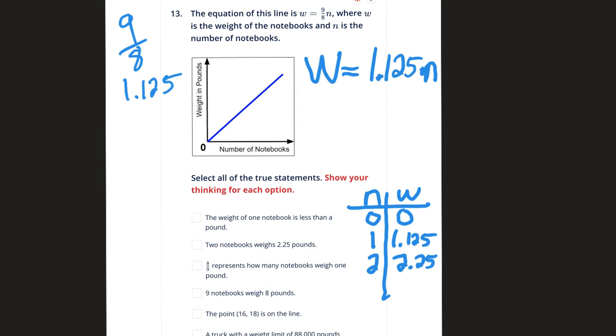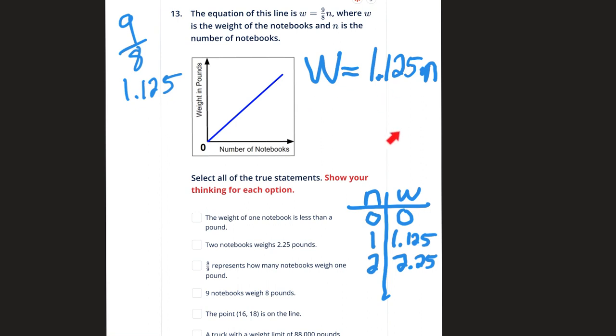All right, let's start with question 13 here. It says the equation of this line is W equals 9/8 multiplied to N. W will stand for the weight of a notebook or notebooks, and N is how many notebooks you have, the number of notebooks. So again, like the last problem, I could convert 9/8 into decimal form by dividing 9 by 8, and I get 1.125. So I replace that in the equation.